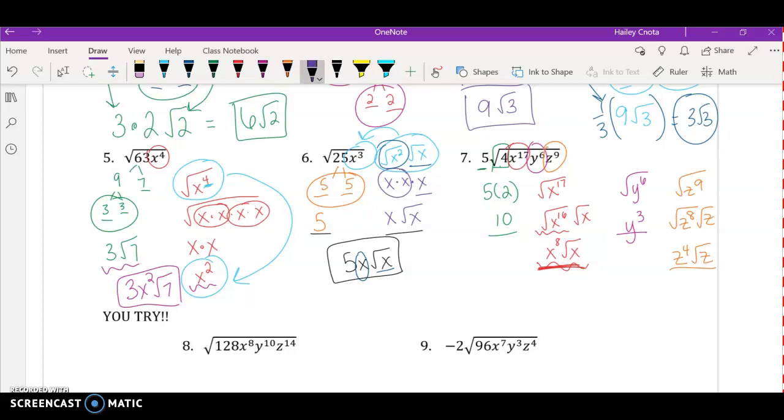So now this one's a little bit longer. We got to put them all together. So again, we're going to put everything on the outside number first. Then we're going to go in alphabetical order. So X to the 8th, Y to the 3rd, Z to the 4th.